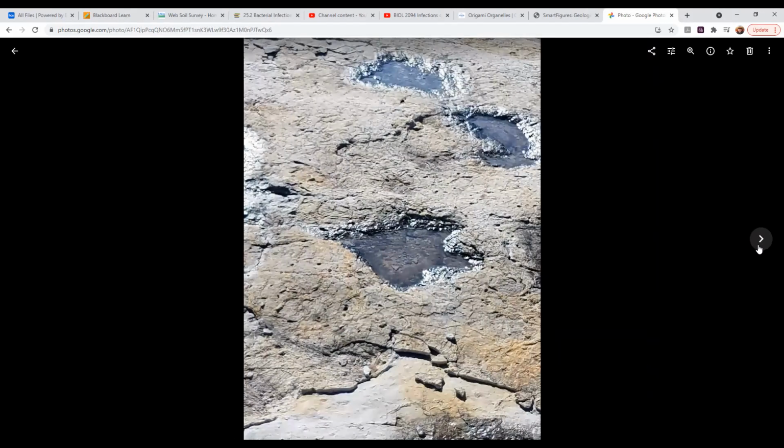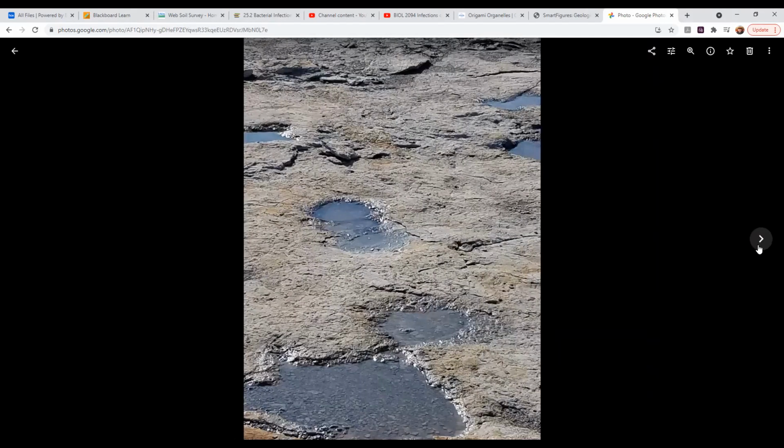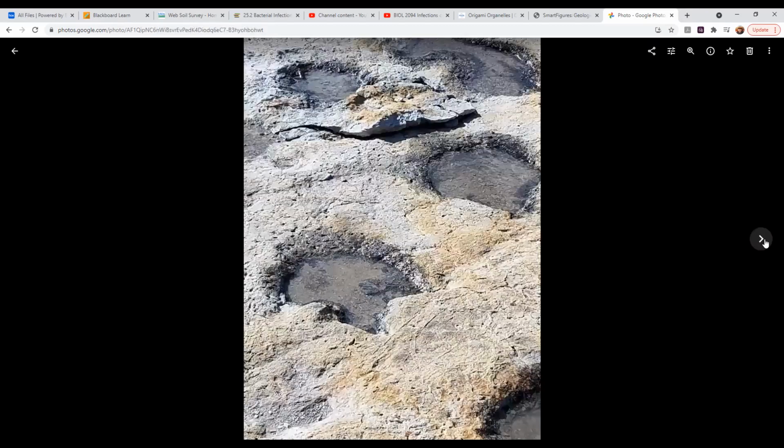So this was a really neat thing to see. I'd never seen anything like this before, and being able to see these tracks where dinosaurs actually walked was a pretty neat thing for me. And you can see the different sizes. Obviously, there were all different types of dinosaurs that lived here and walked here, and some of them perfectly preserved.